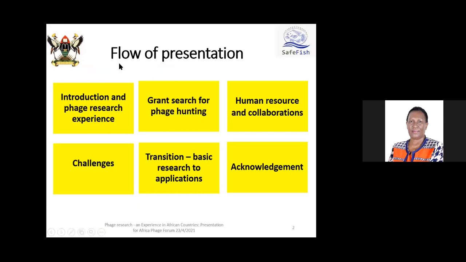So in my presentation, I have the introduction and the phage research experience, what we've been involved in since we got enrolled into this area, the search for funds, the human resource and collaborations, challenges that we have encountered, and the transition from basic research to applications, and I will end with acknowledgements.